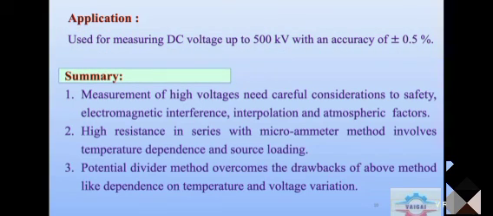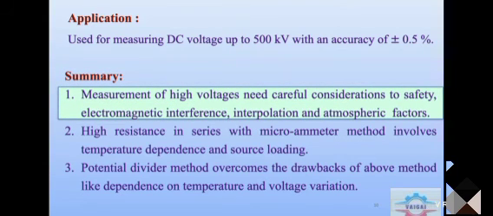Let us go for the summary of this class. The measurement of high voltages needs careful consideration of safety, electromagnetic interference, insulation and atmospheric factors. The high resistance in series with microammeter method involves temperature dependence and source loading. So, in order to avoid that, we go for the potential divider method.